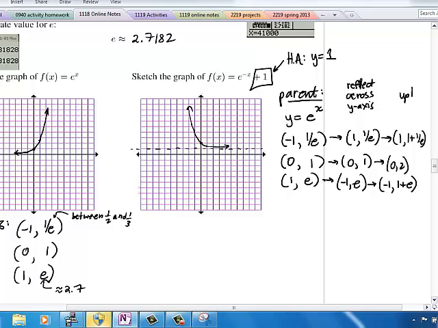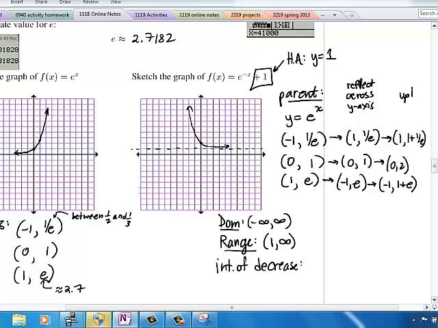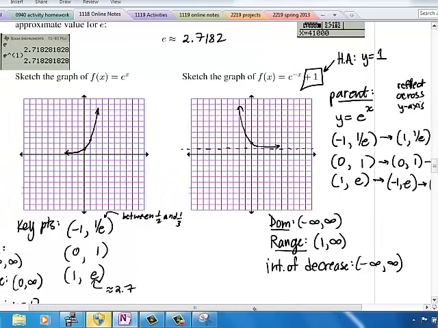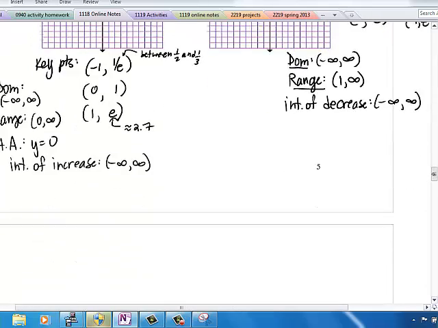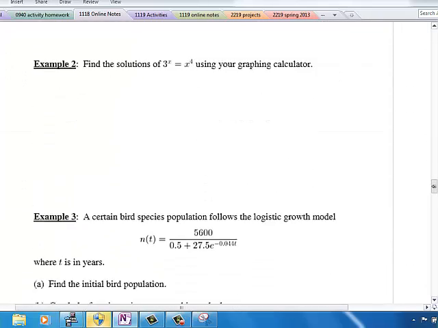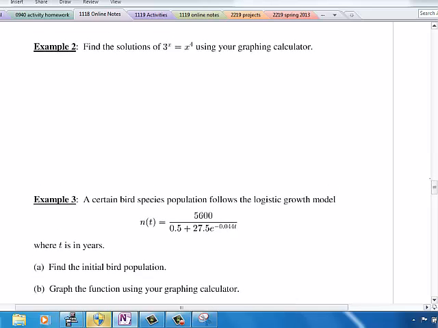Domain, all reals. Range looks like 1 to infinity, not including 1. And we have interval of decrease from negative infinity to infinity. I think that's just about the end of the graphing here. Let's take a look at the next page. The rest of the graphing will be mostly on our calculator.